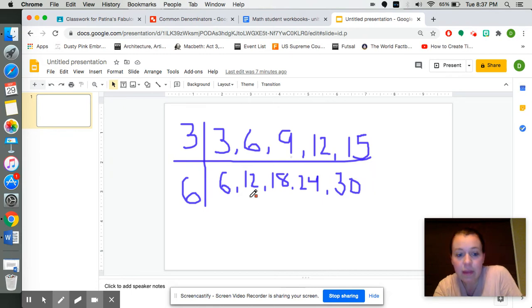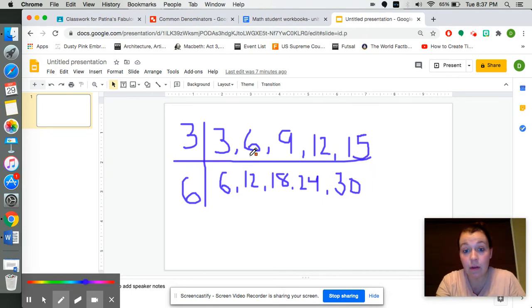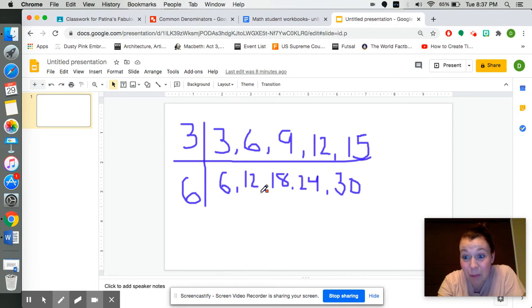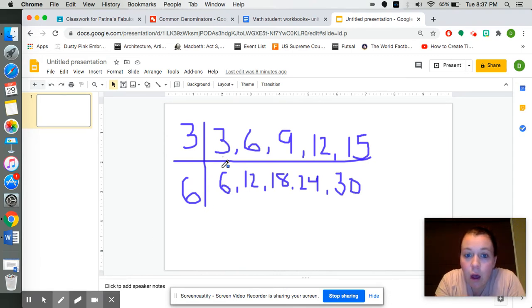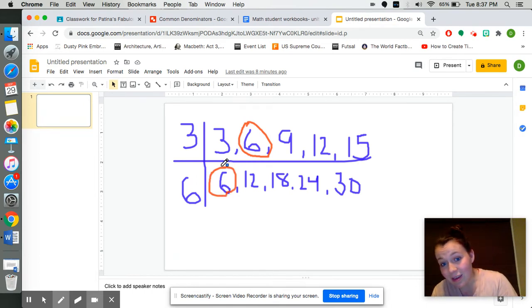I've counted by 3s and I've counted by 6s. Now I'm going to look at the top and the bottom here and see which number they have in common. So let's see here. Only 3 has a 3, but 6 and 6. So what do you think my common denominator is? It's the number that they both have the same. So 3 has a 6 and 6 has a 6. So my common denominator is going to be 6.